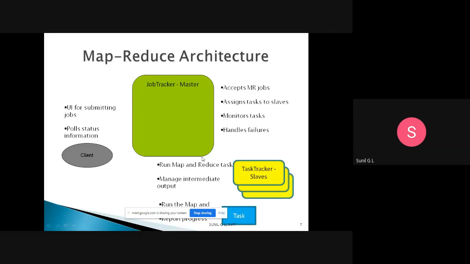Then that job will be divided into tasks, and the tasks are assigned to slaves. Slaves are nothing but task trackers. It also monitors the tasks and handles the failures. These are the functions of the job tracker. It won't do any job itself, it just assigns the jobs and monitors them. If any error is found, it will identify it and record the errors. That is the job of the job tracker.